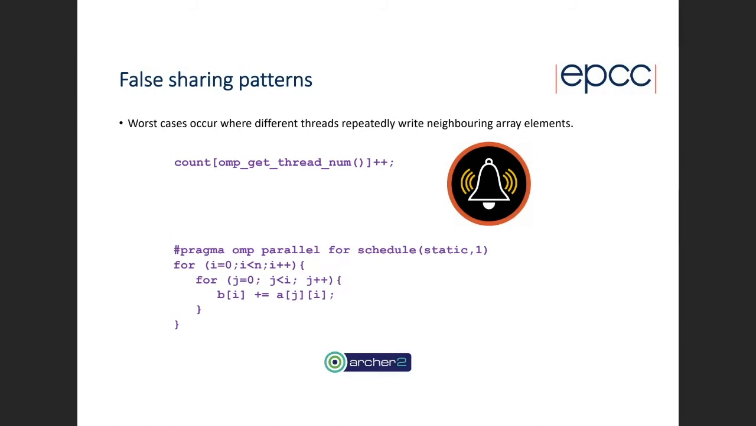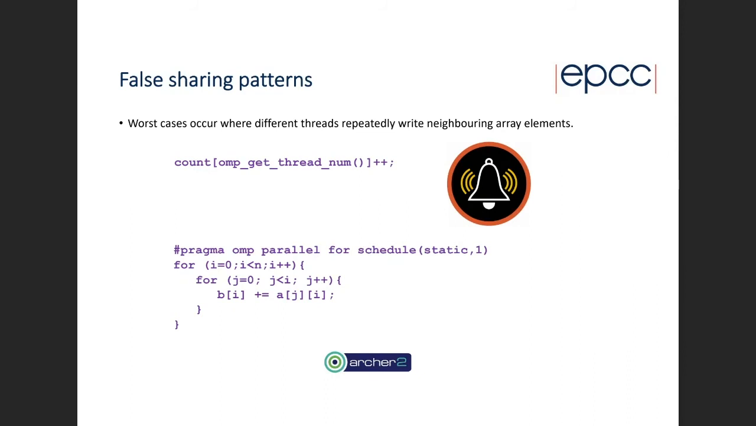The worst cases, the ones that should ring alarm bells, are where you have different threads repeatedly writing to neighboring array elements. You might be tempted to write some code that says, okay, I want to count some event, or count something, on a per thread basis. So you set up an array, index it with the thread number, and then frequently increment the count for each thread as it goes along.